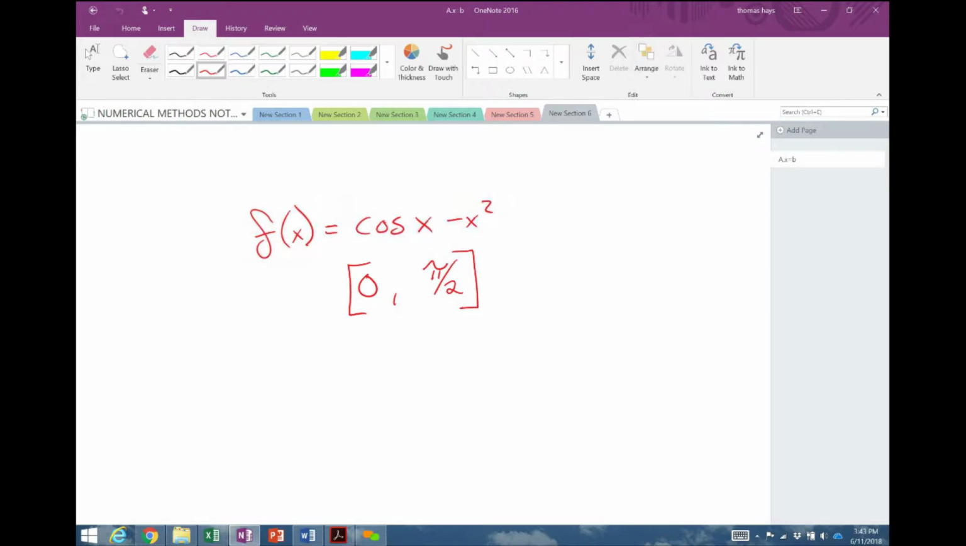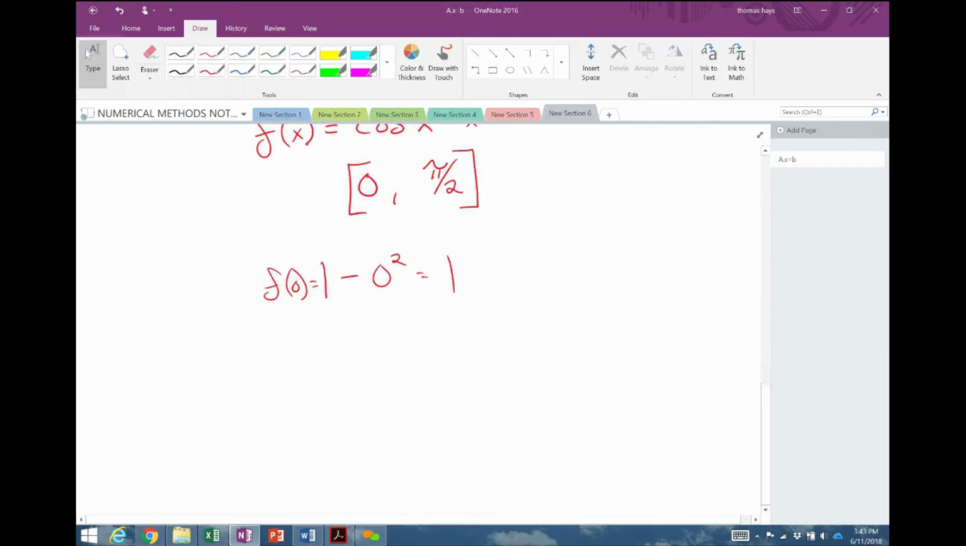I have to just plug in 0. So cosine of 0 is, of course, 1 minus 0 squared. Okay, so f at 0 equals 1. That's one side of our domain. That's the 0 plug-in. So let's do the pi over 2.